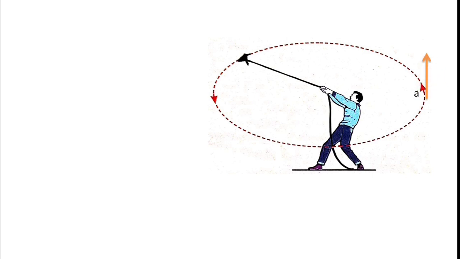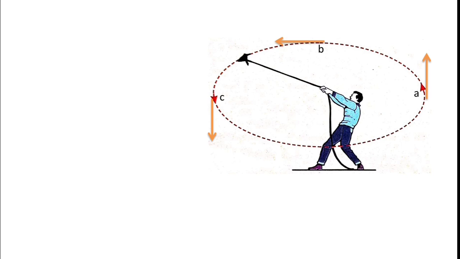And when he releases the stone at a point B, then again the stone moves in a straight line along the tangent at that point. And if he releases the stone at a point C, then also the stone will move in a straight line along the tangent at the point C. So it is clear that there are different directions of motion at different instants of time in a uniform circular motion.